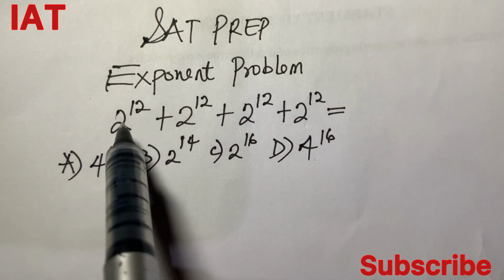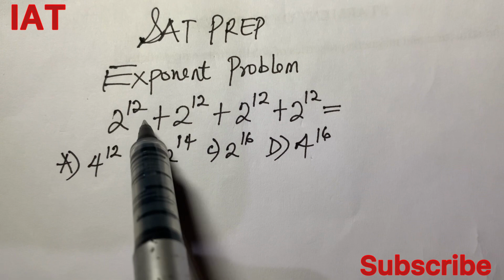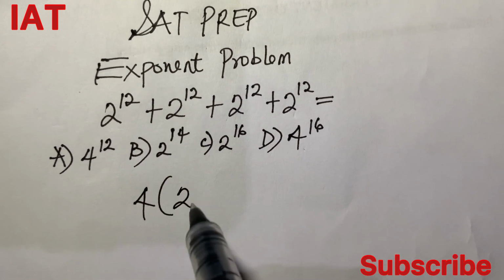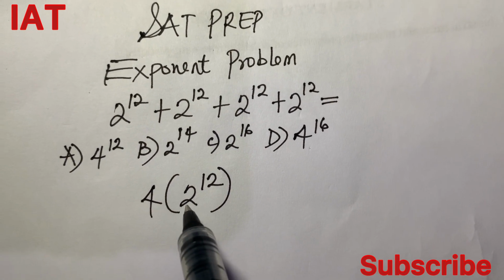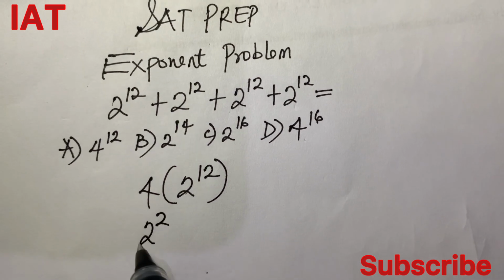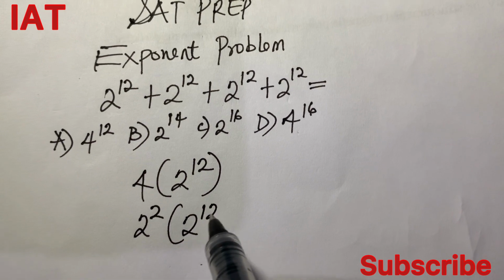It is simple. We have 4 of this. We have this 2 to the power of 12 in 4 places, so we just have 4 times 2 to the power of 12. So this is simple. We can work on these indices. The base we have here is 2. We can make this 4 to be 2 to the power of 2, because 2 to the power of 2 is 4, and then we have here 2 to the power of 12.